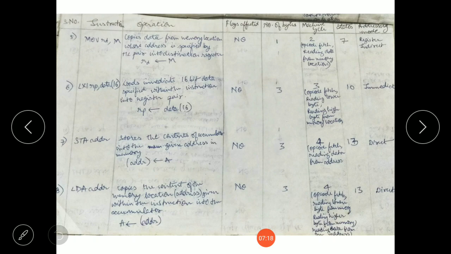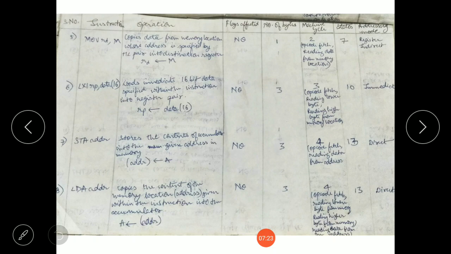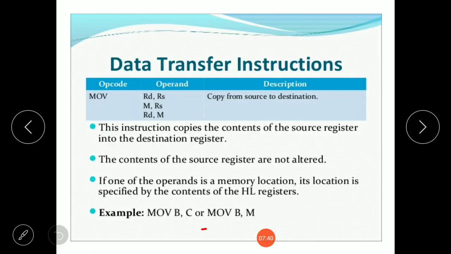So moving ahead with the next instruction, MOV Rd, M. What does this instruction do? This instruction will copy the content of the memory location and will store it into the destination register. For example, MOV B, M. So what does this instruction do? It will copy the content of the memory location which is specified by the HL register pair and it will store it into the register B. Let's take an example.